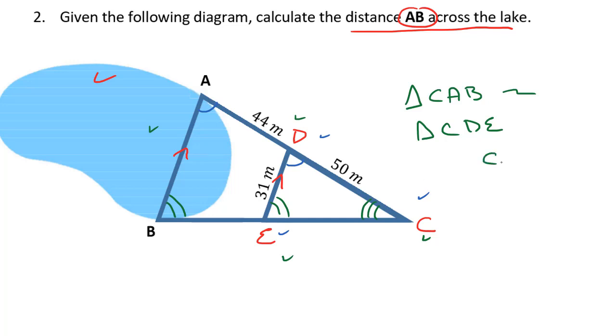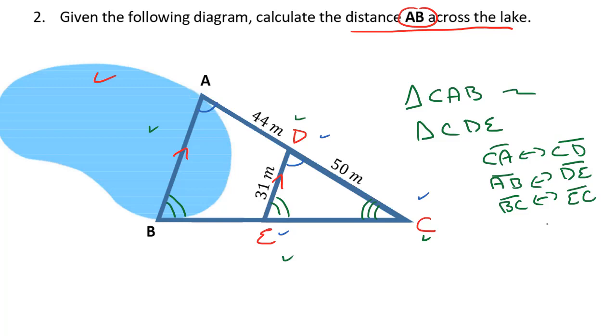We have CA in the large triangle, and that is corresponding to side CD. We also have side AB in CAB, and that must be corresponding to side DE. And finally, we have BC in the first triangle, or the large triangle, must be corresponding to side CE, or EC. So that's great, because we can use the corresponding sides with the information given in the diagram to figure out the length of AB, or the distance across the lake. So let's set up our proportions.